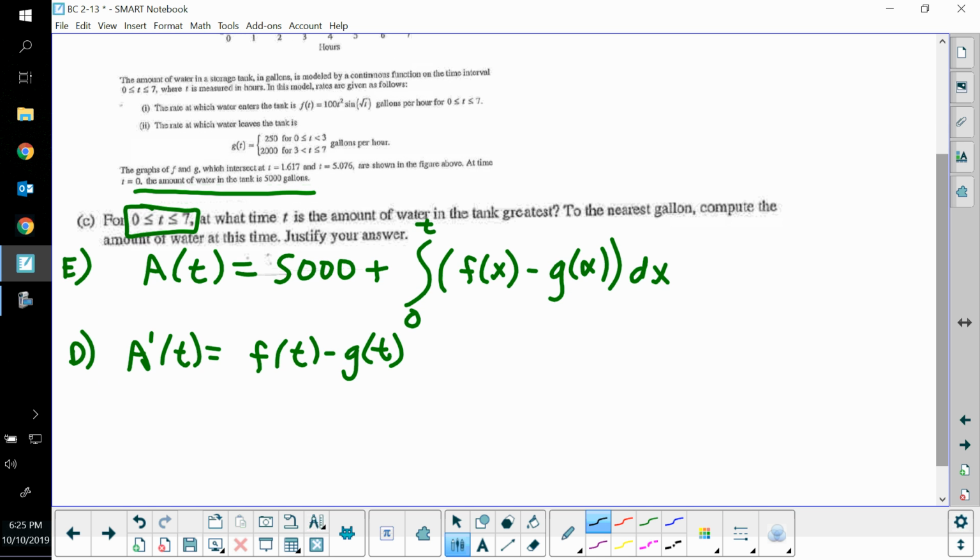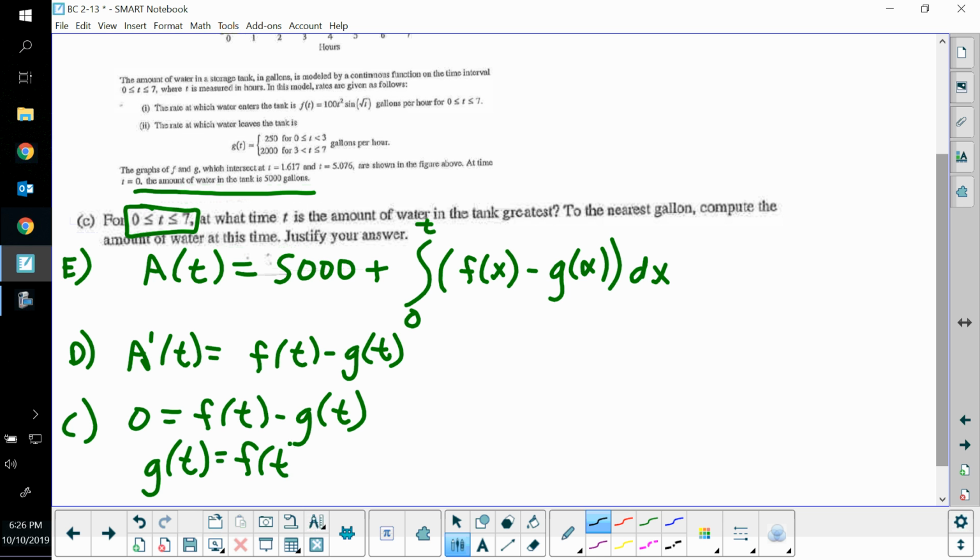Well, next we want our critical values. So we want to know when f of t minus g of t equals 0, or in other words, we want to know when g of t is equal to f of t. Well, they already told us that in the question. That would be when t was equal to 1.617 and when t was equal to 5.076.